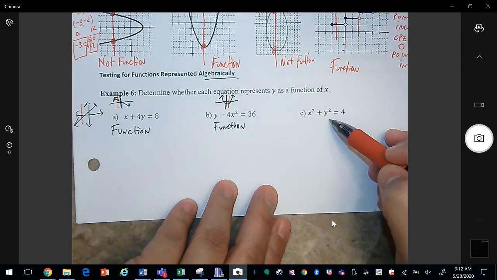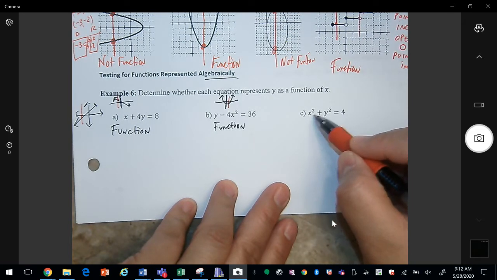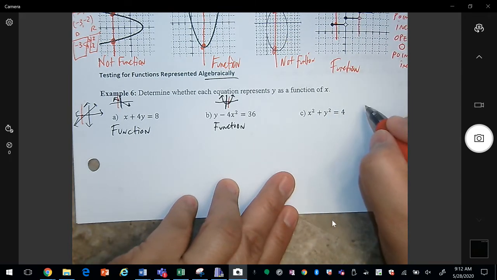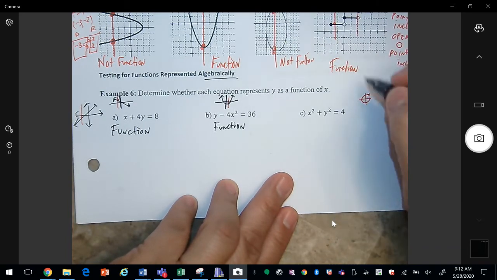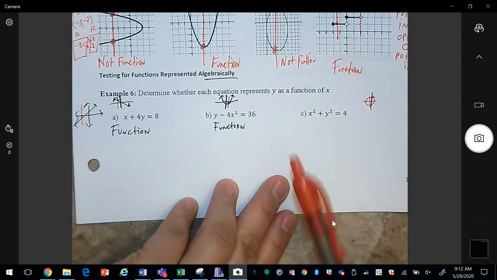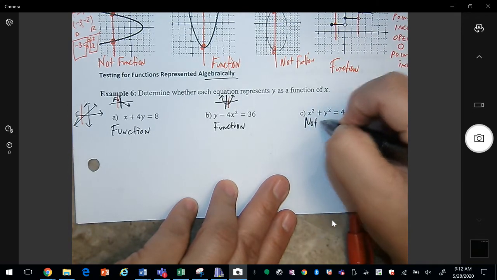And then the last one you saw in the last section, if your x is squared and your y is squared, then this is going to be a circle. And since it's a circle, then it's going to fail that vertical line test. So we say that this is not a function.